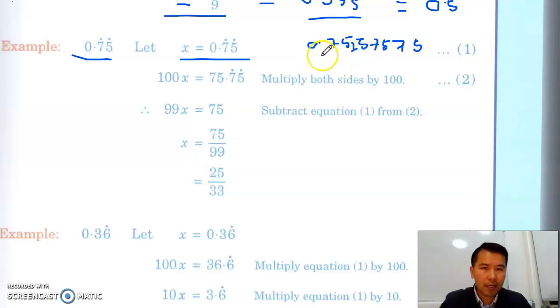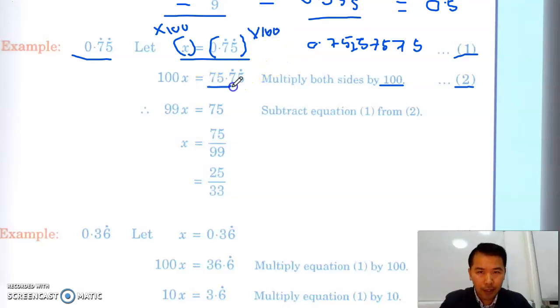Another way of writing that repeating number is to simplify it by writing 2 dots on the top. So you can say this is equation 1, and then you just put number 2 and you say multiply both sides by 100. So here you multiply by 100. x you multiply by 100. And then on the right hand side you multiply by 100. Once you multiply by 100, you get this on the right and you get this on the left.